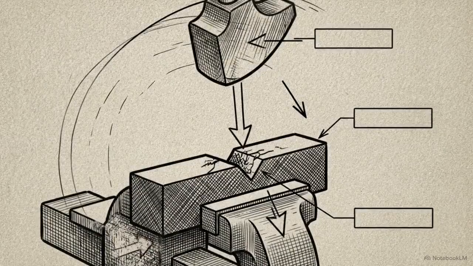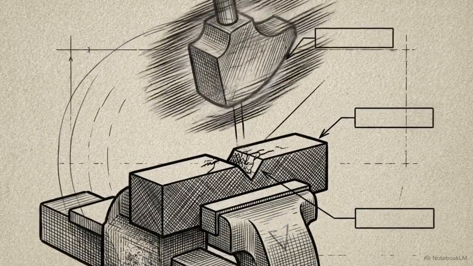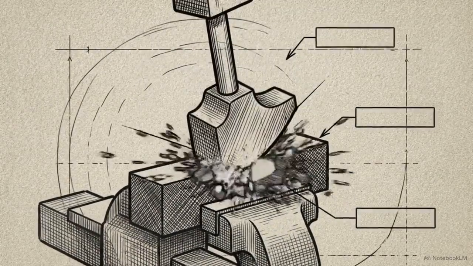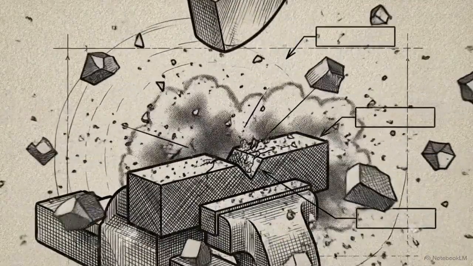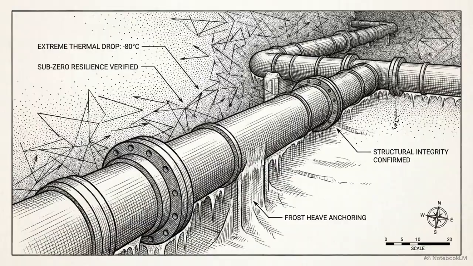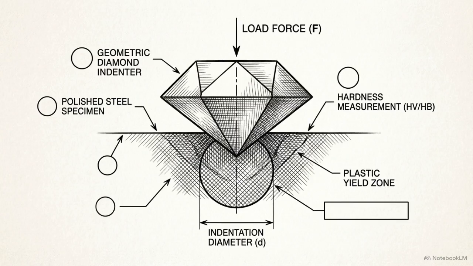Other tests measure resilience. The Charpy impact test strikes a notched specimen with a heavy pendulum hammer at sub-zero temperatures. This proves the specific metal alloy won't suddenly become brittle and shatter during a deep freeze. Inspectors also conduct hardness testing, pressing an indenter into the metal to measure its resistance.